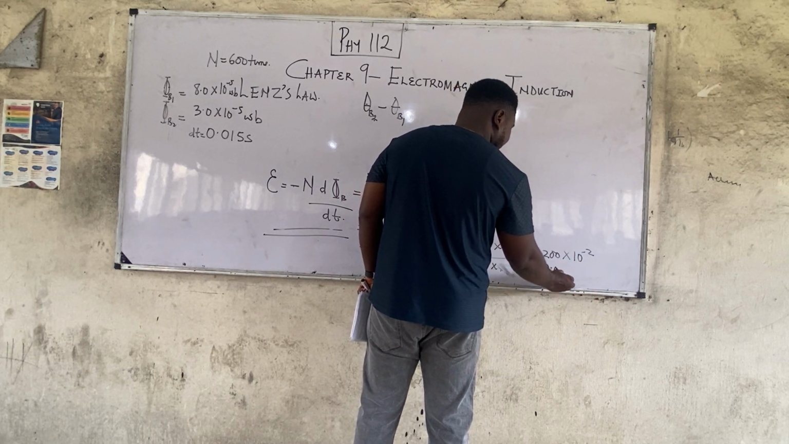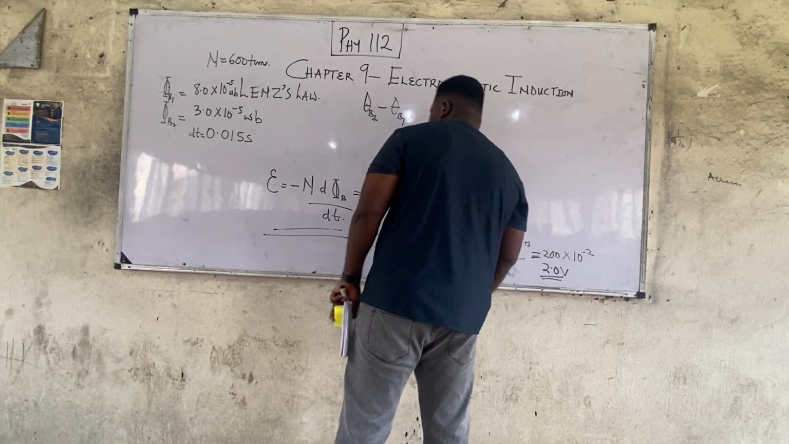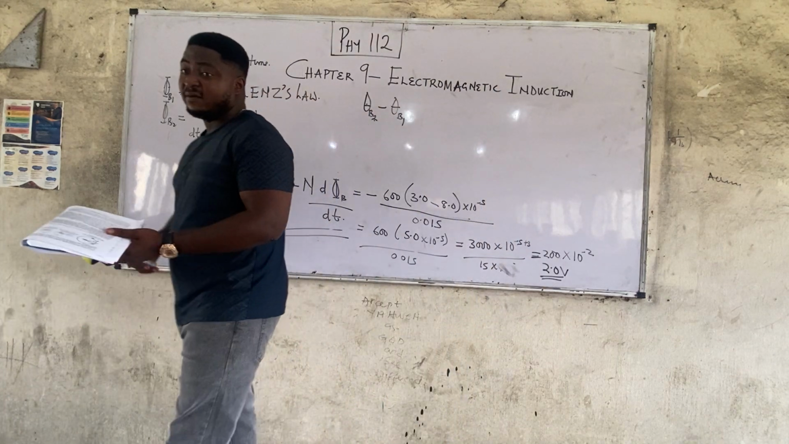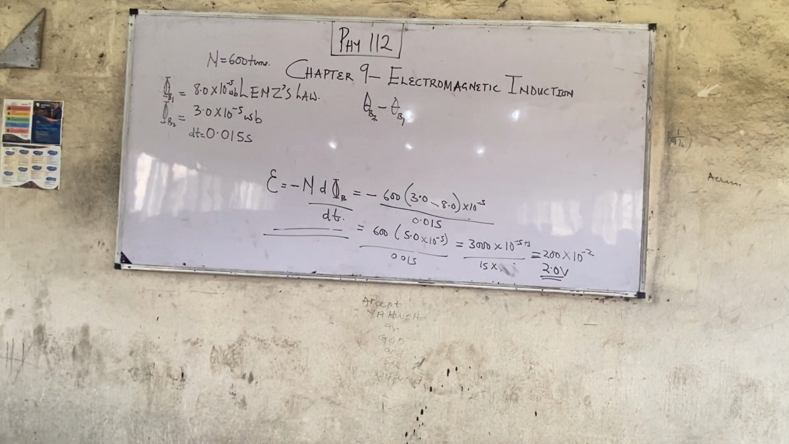have 2.0 volts. Class, induced EMF is measured in what? Voltage. Volts. Our final answer is 2.0 volts. Class, that's the magnitude of the induced EMF. That is the magnitude of the induced EMF. Take your time, alright?